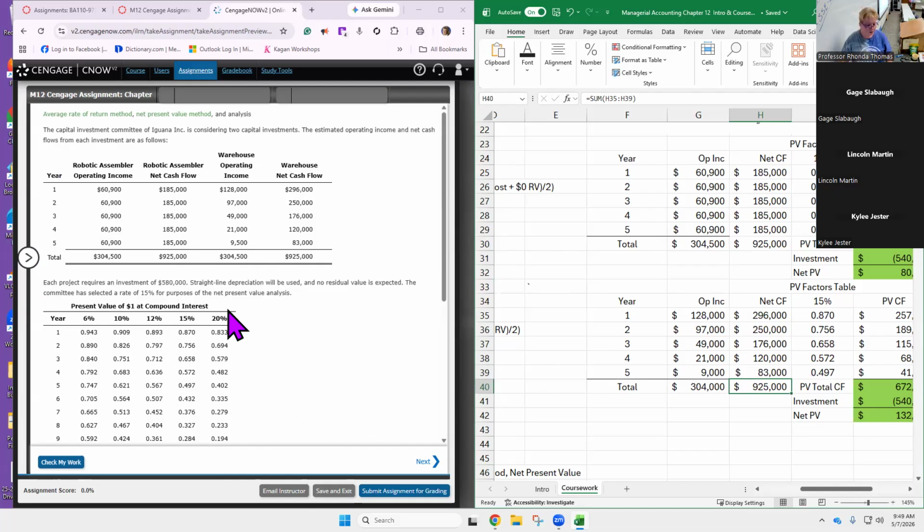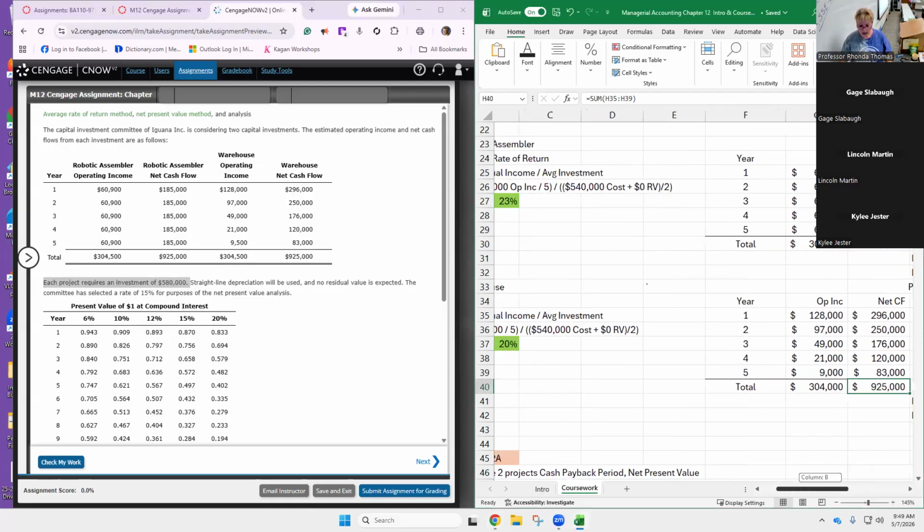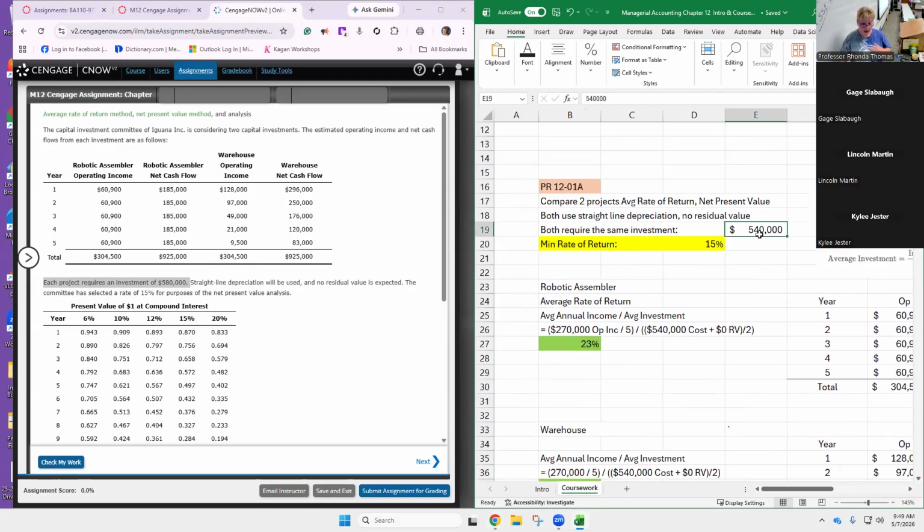Once you key in the information they have given us, here's the other thing you want. Each one of these is going to have some form of an investment or cost of that project. Both of these projects happen to cost exactly the same, which is pretty convenient. So I'm going to put the fact that both require the same investment in just one place on my spreadsheet. It also says that they have straight line depreciation and there's no residual value on either one of these assets that they're thinking about investing in.